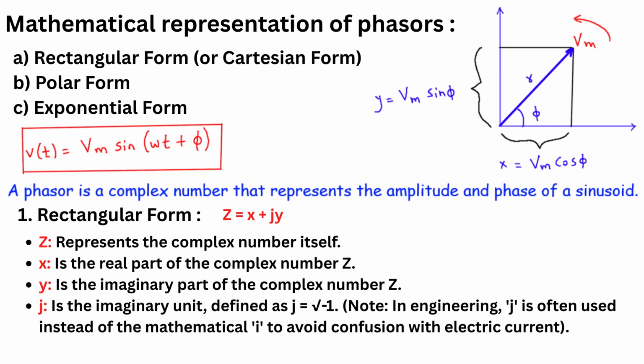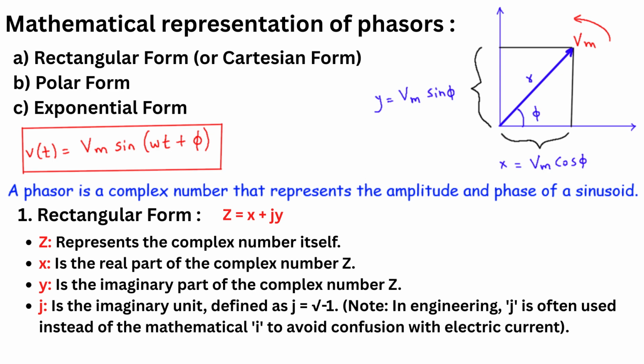Y is the imaginary part of the complex number. Similarly, y is the vertical projection. Imagine a light shining from the right. Y is the shadow the arrow would cast on the vertical axis. From the same triangle, the vertical side y is equal to the hypotenuse, Vm, times the sine of the angle, phi. And now for the mysterious j.